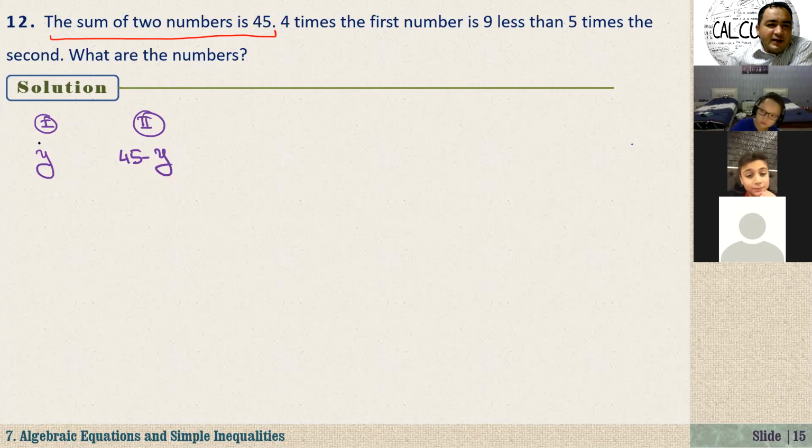All right, I understand. Anyway, guys, let's continue. If you have questions, do not be shy, just stop and ask. So the sum of two numbers is 45. The first number is y. The second number must be 45 minus y.